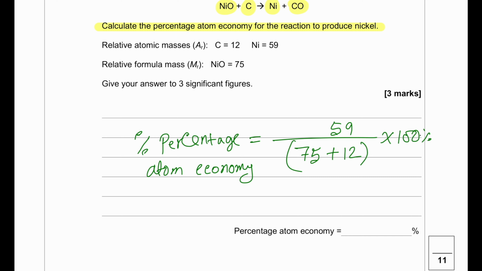We're going to multiply this by 100%. And this will give us an answer of 67.8. So this gives us an answer to 3 significant figures, so we'll keep it as it is.